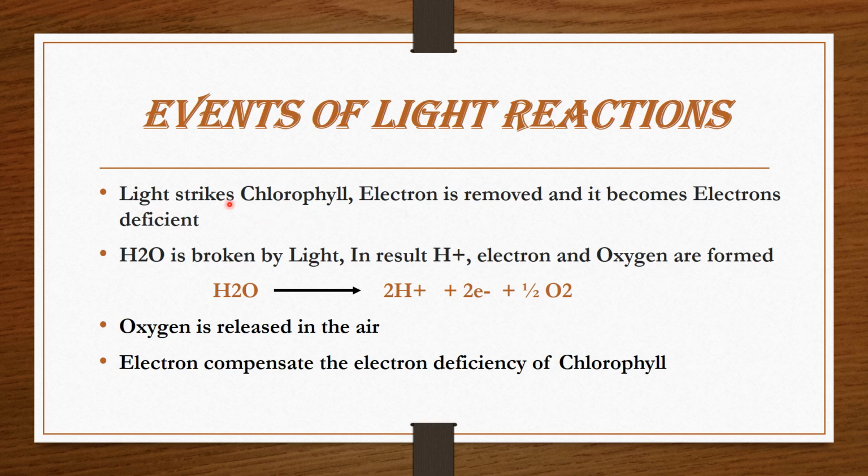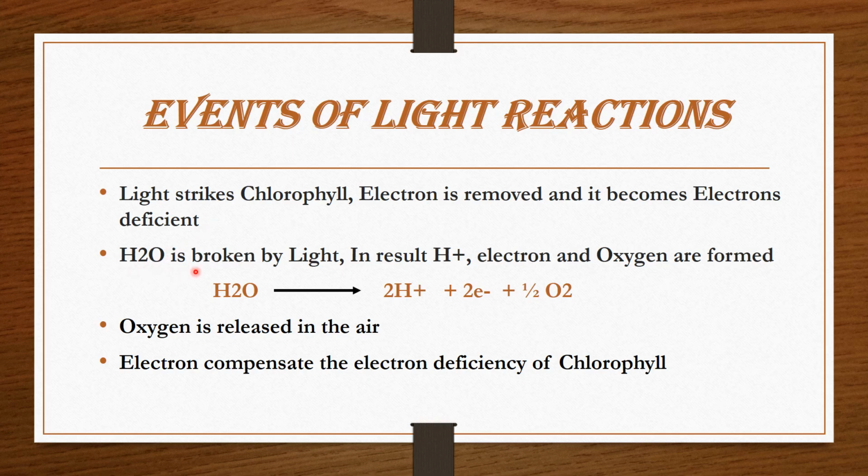When the light strikes the chlorophyll of leaves, one electron of chlorophyll is removed and the chlorophyll becomes electron deficient. Electron deficient means it needs an electron. It lost one electron, so it has a deficiency of electrons.